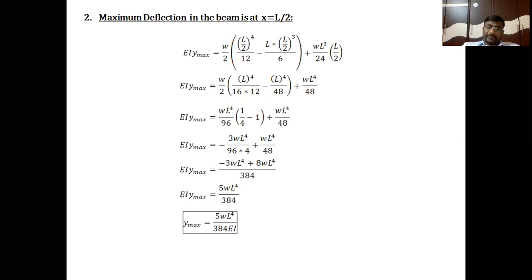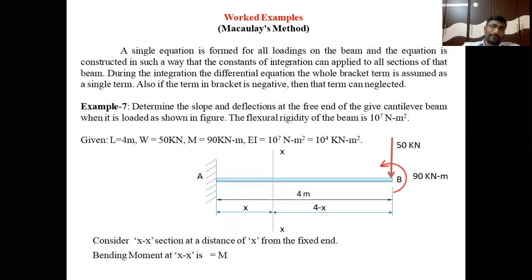So this is the double integration method up to this problem. In the next problem, we go for the Macaulay method. So what are the conditions which are followed during the integration of the curvature equation in the Macaulay method? Let us read that a single equation is formed.